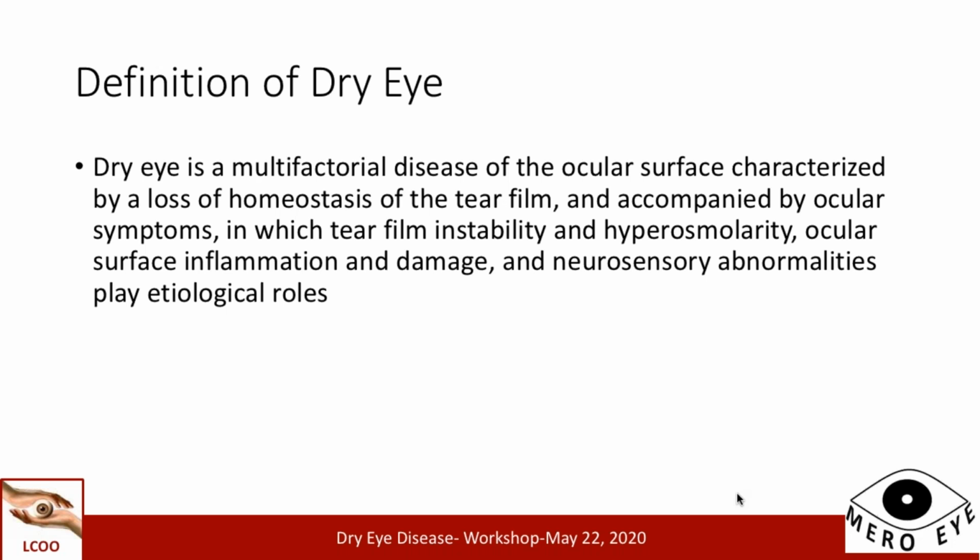So the most recent TFOS report was put up in 2017, and they have defined it as a multifactorial disease of the ocular surface characterized by loss of homeostasis. So basically, it's an imbalance of the tear film, which is accompanied by different ocular symptoms, which will in turn lead to instability, hyperosmolarity, inflammation, damage, and other neurosensory abnormalities, which all have some etiological role.